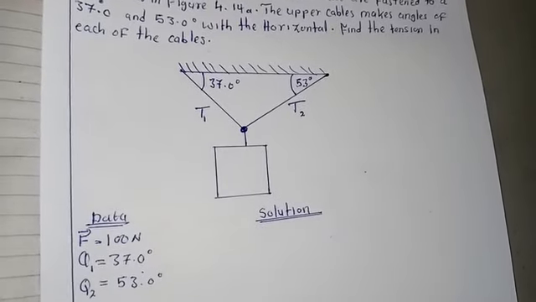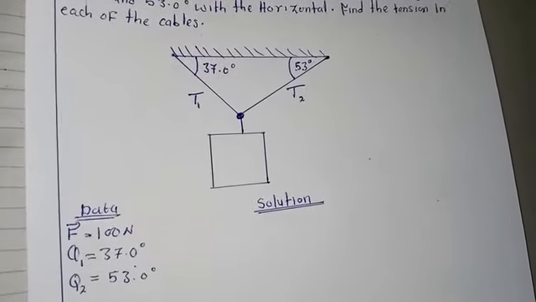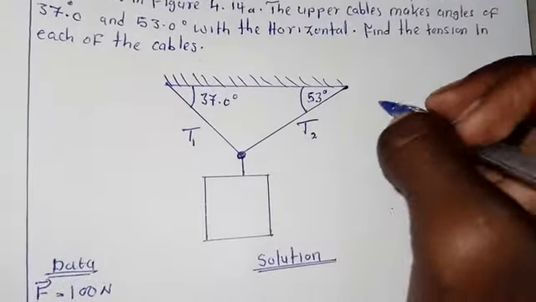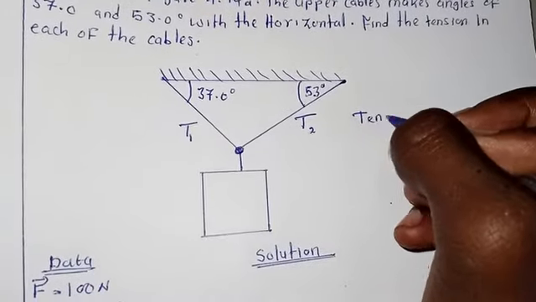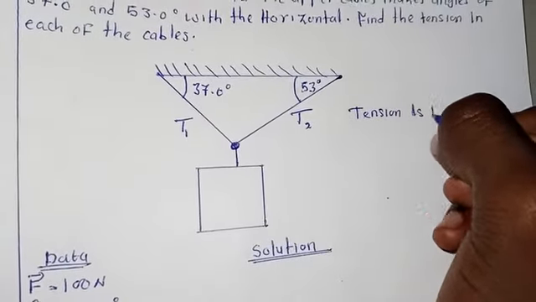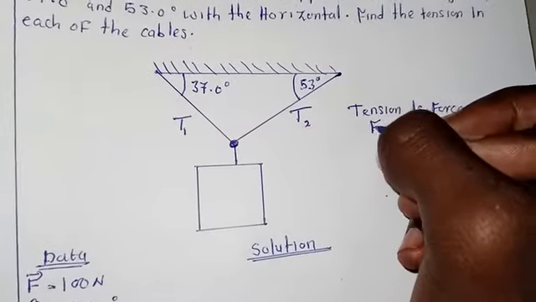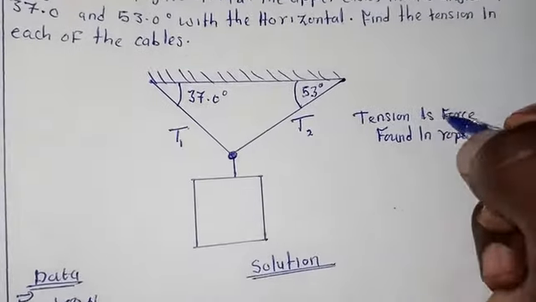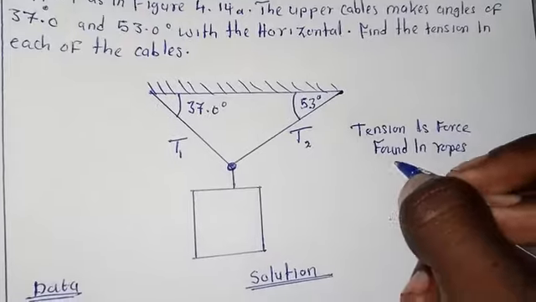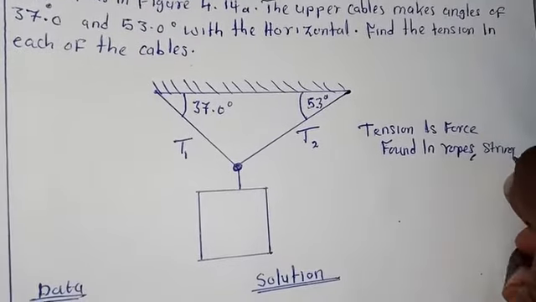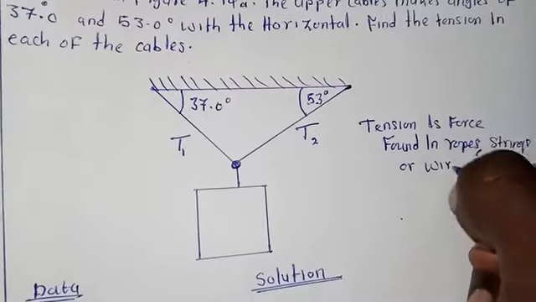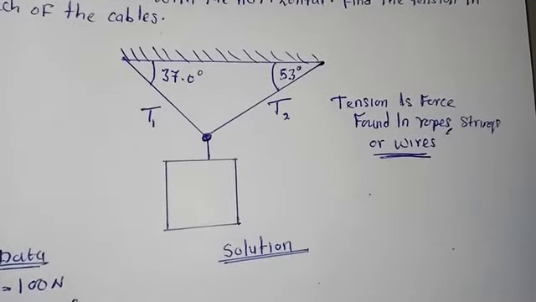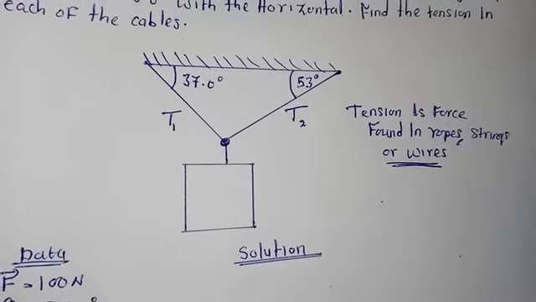They want us to apply Newton's third law of motion to find the tension. Now, you may be asking, what is tension? Tension is simply force found in ropes, strings, or wires, or anything that has the ability to be elastic. Okay, the tension force.